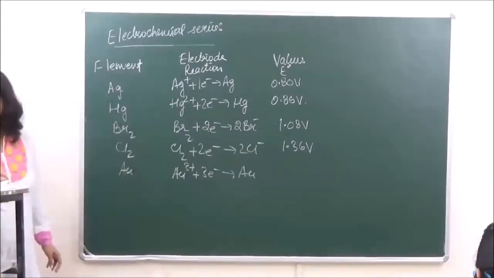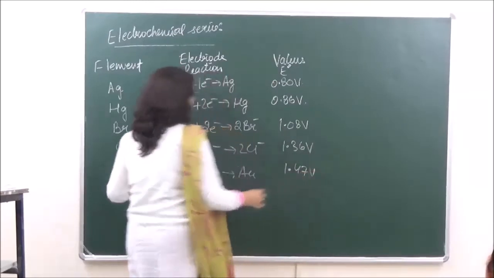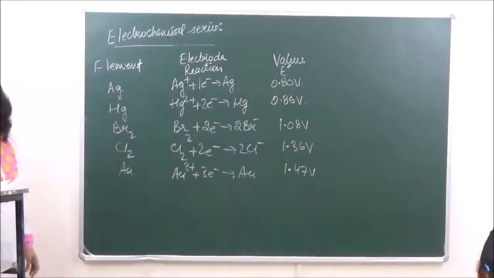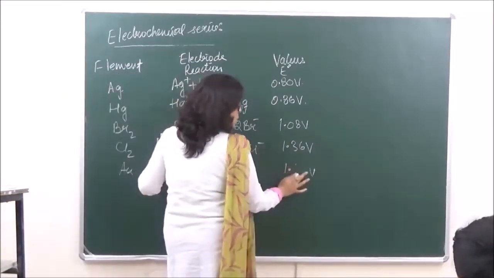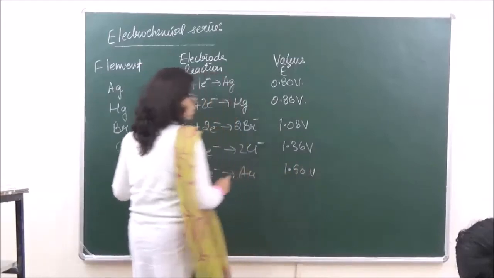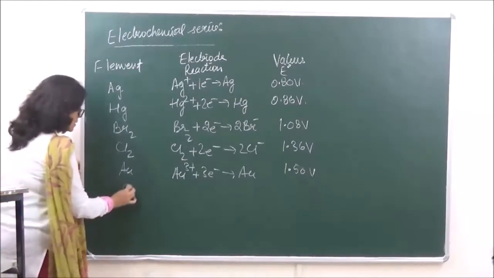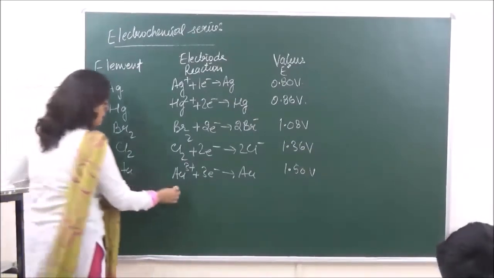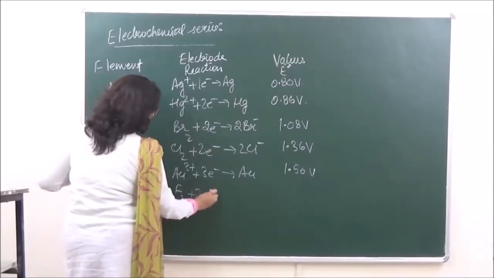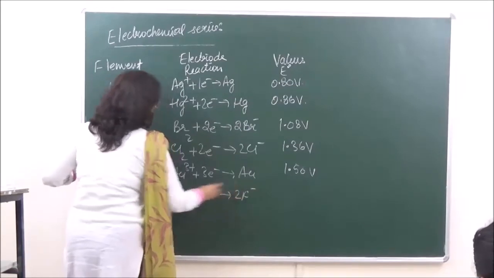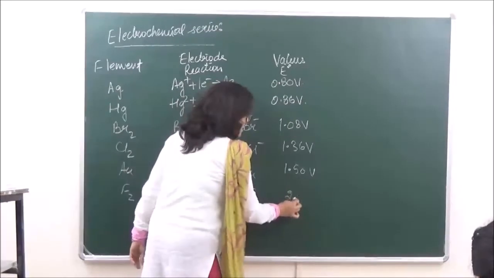And the value over here, that is 1.47 volts. Okay, and certain this thing 1.50 is also written. So you can take it as 1.50 volts. Then last is fluorine. Fluorine, to give us 2F negative, and the value that is 2.87.